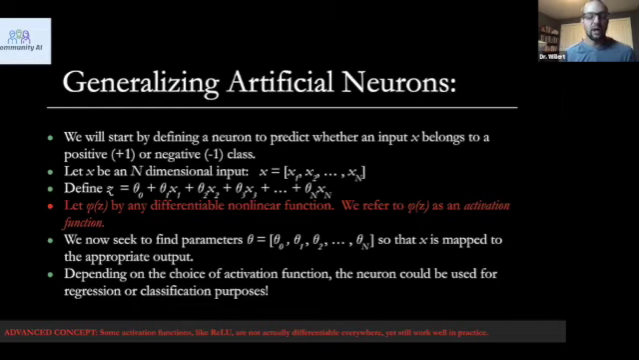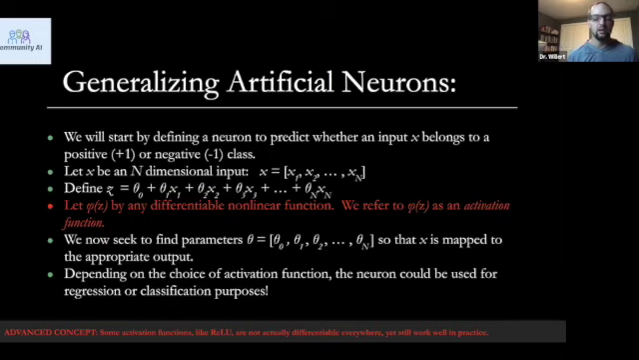Many of you have not had calculus, so this term differentiable might not really make sense. But essentially, you can think of it as any continuous smooth function. It doesn't have any weird behavior, no sharp turns in it. It's a smooth function. And so again, we try to find parameters, theta equals theta 0 through theta n, so that x is mapped to the appropriate output.